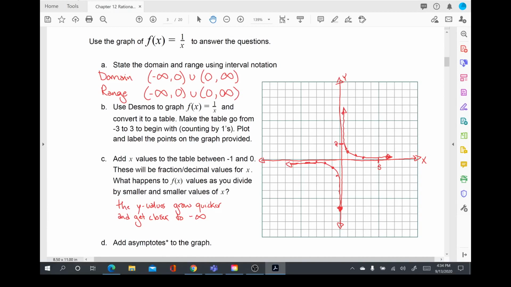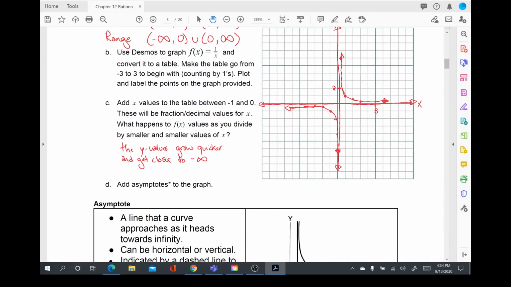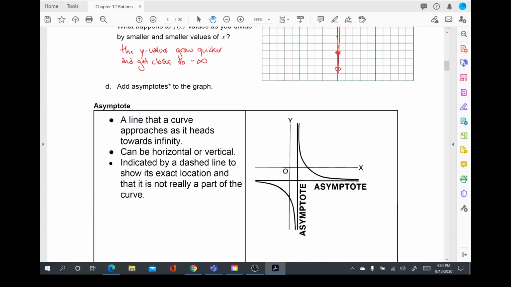Add asymptotes to the graph. What is an asymptote? It's fun to spell. It's got a lot of consonants there in the middle, a silent P. It's craziness. An asymptote is the line that your graph approaches. It can be horizontal or vertical, and basically your graph is getting really, really close to this line as you're approaching infinity, but it never crosses that line.